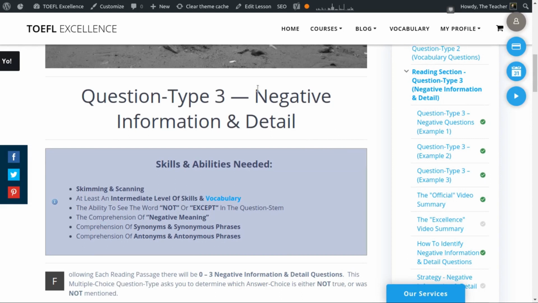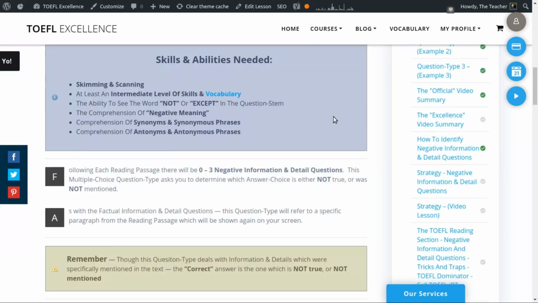They are. However, this one is a bit different, and that's why I think that this one deserves its own summary video. So, as far as what is needed for this particular question type, it's very much the same. Obviously, you're going to be needing skimming and scanning, those two skills. You're obviously going to be needing an intermediate level of English skills and vocabulary. That is true with every section of the TOEFL exam.